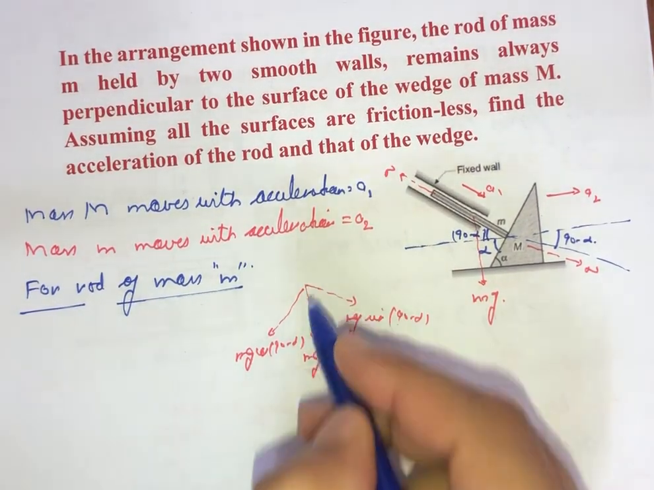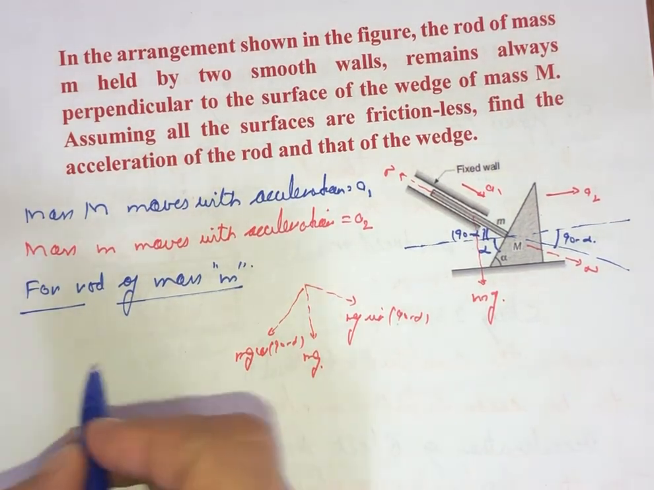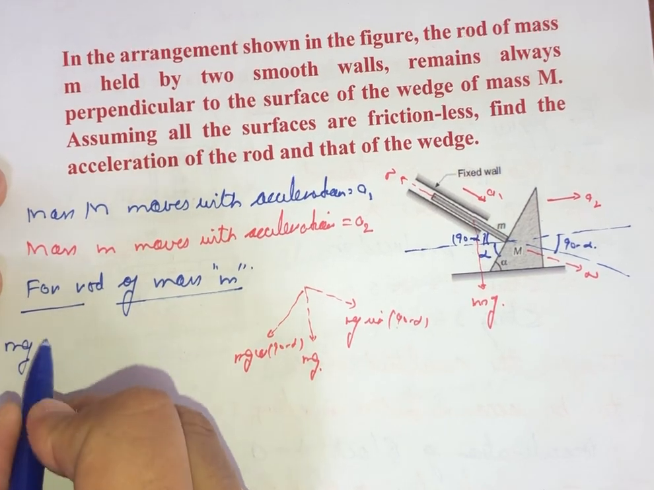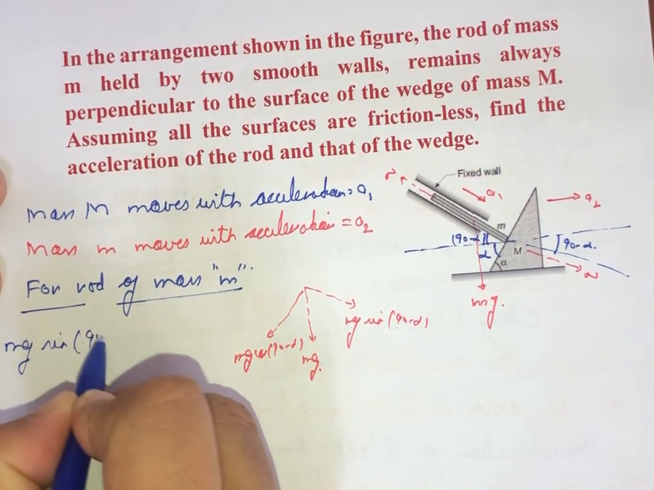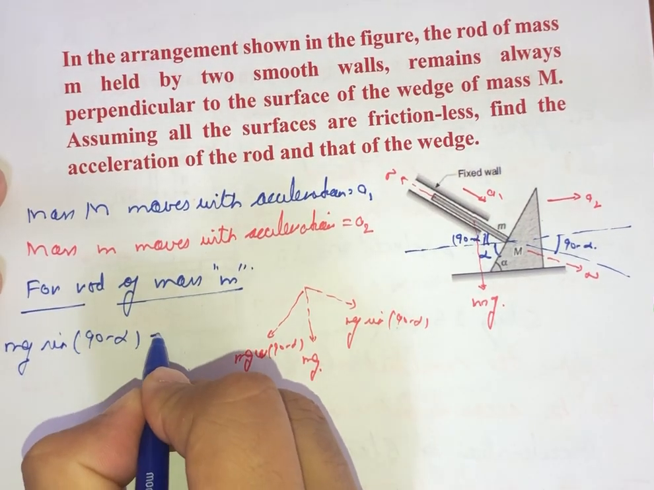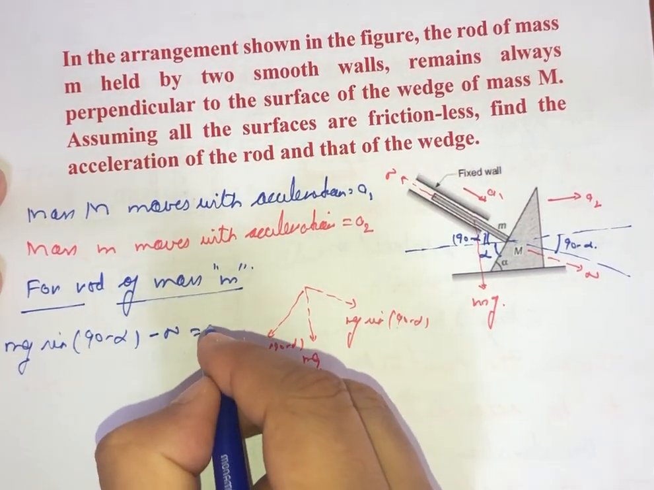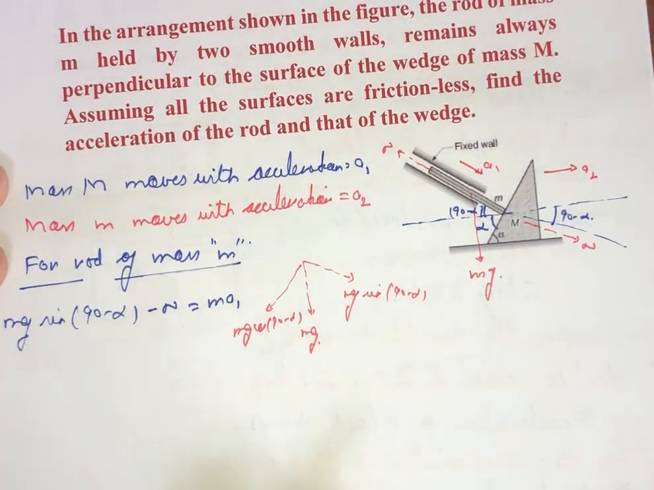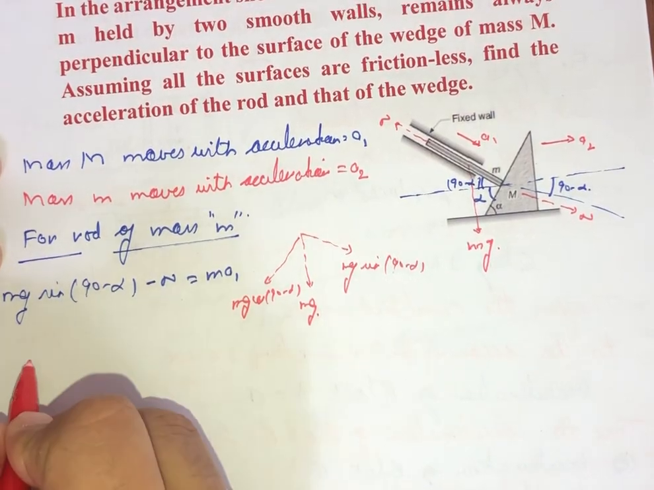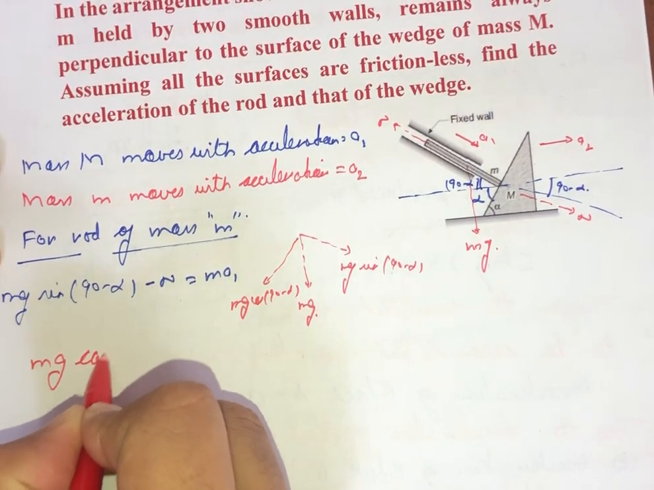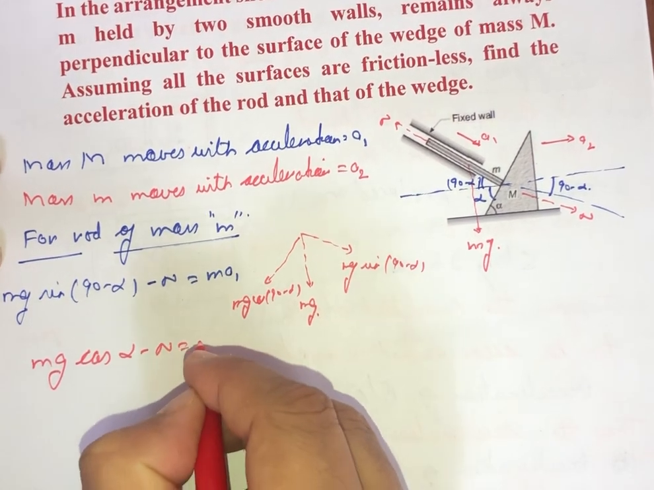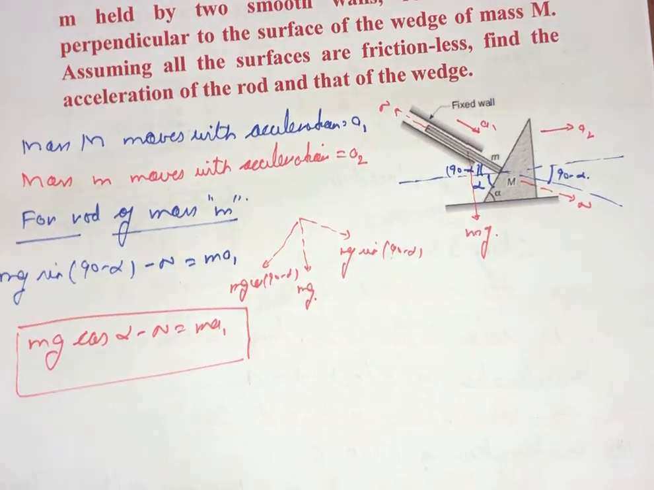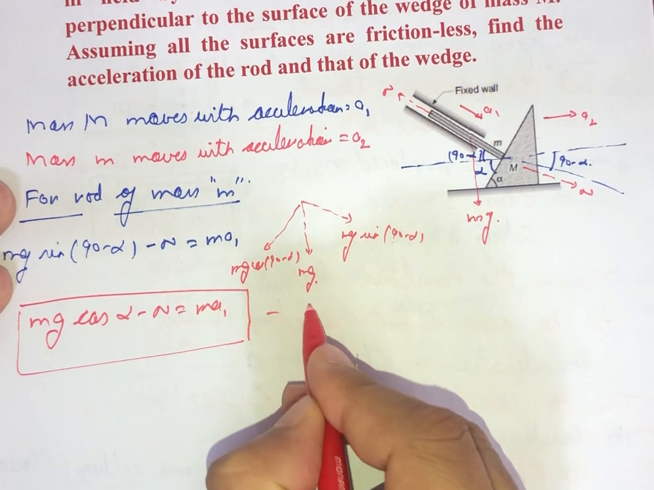So we can write an equation which states that mg sine of 90 minus alpha minus N will be equal to mass into acceleration. Okay, and this equation we can write as mg cos alpha minus N is equal to m A1. Let this be our first equation.